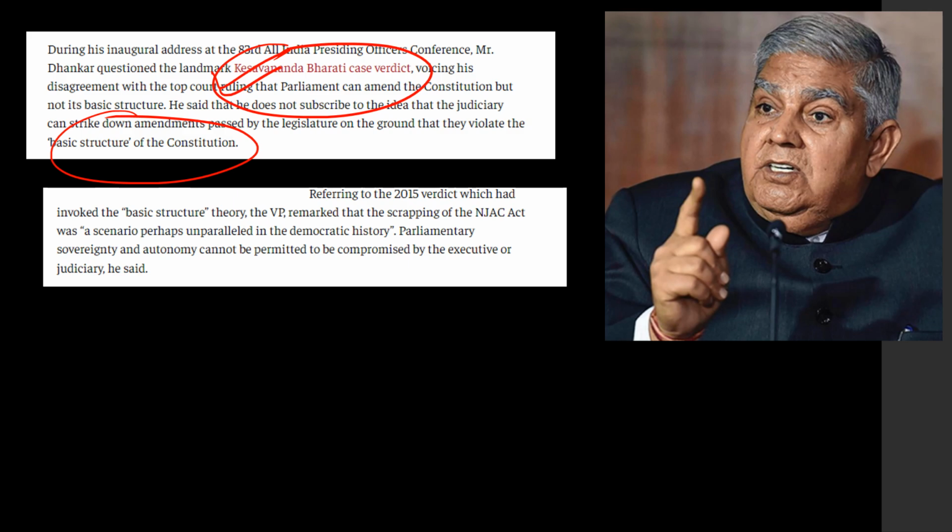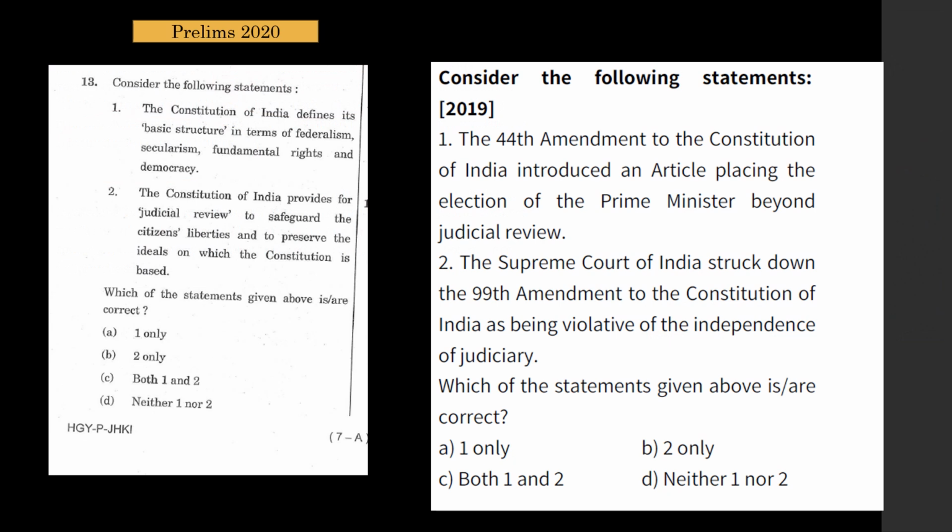So let us see what are the questions which have already come on this topic. You can see here prelims 2020, there was a question on basic structure doctrine. You can see, the constitution defines basic structure doctrine. So obviously the constitution does not define the basic structure doctrine. And second, the Constitution of India provides for judicial review to safeguard the citizens and to preserve the ideals of the constitution. So exactly, the constitution does not explicitly mention judicial review. However, the constitution implicitly has judicial review in it. So the UPSC gave option D in this.